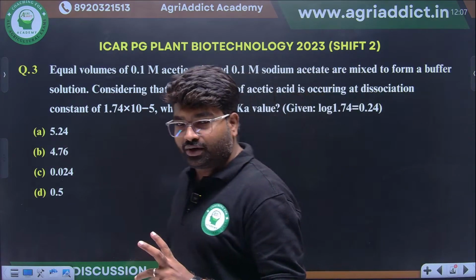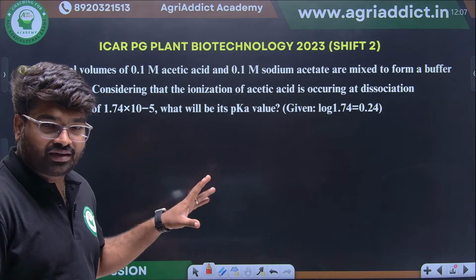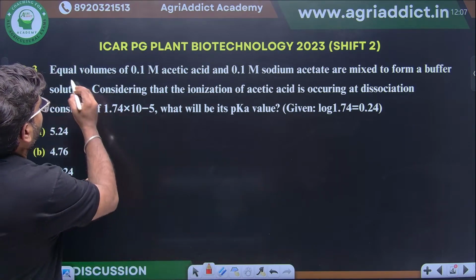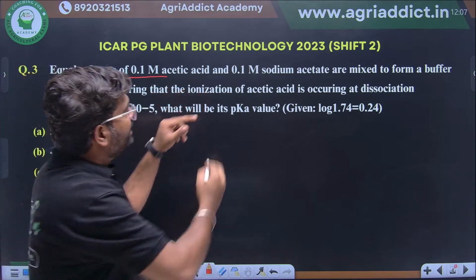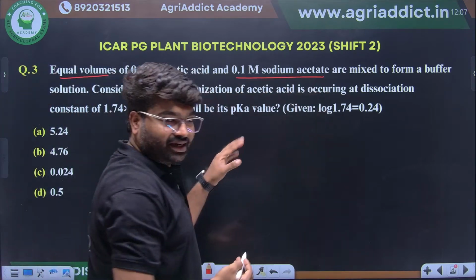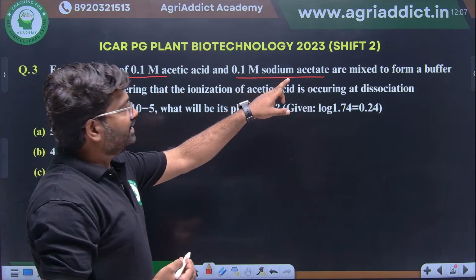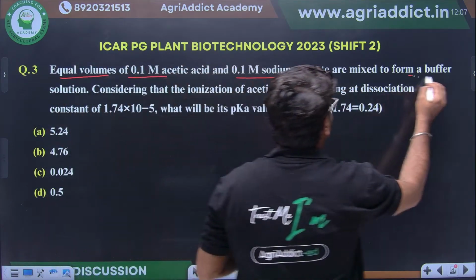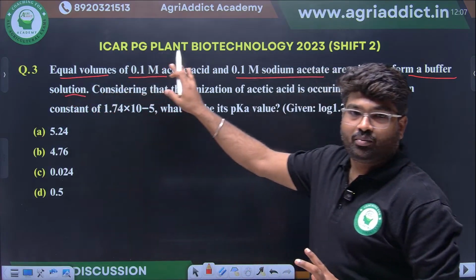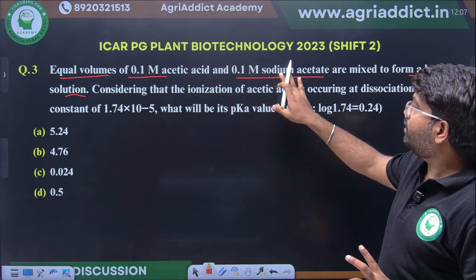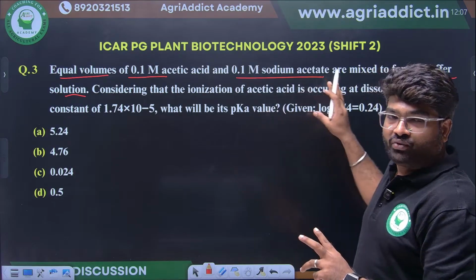This is another important question. We know the basics. We are just going to apply the concept here. See here. Equal volumes of 0.1 molar acetic acid and 0.1 molar sodium acetate are mixed to form a buffer. They have the same 0.1 molar of acetic acid and 0.1 molar of sodium acetate mixed in equal volume to form a buffer.